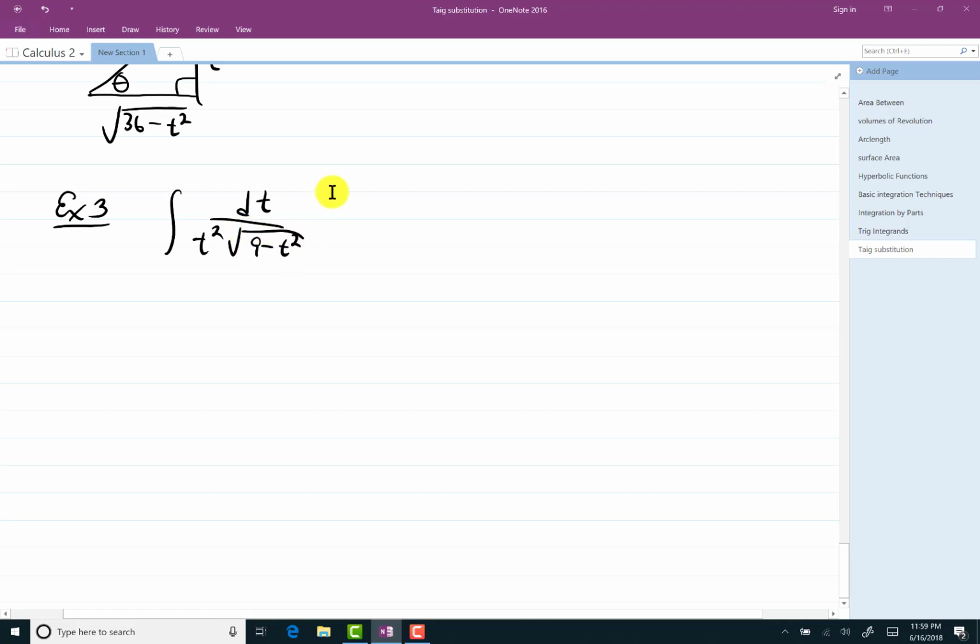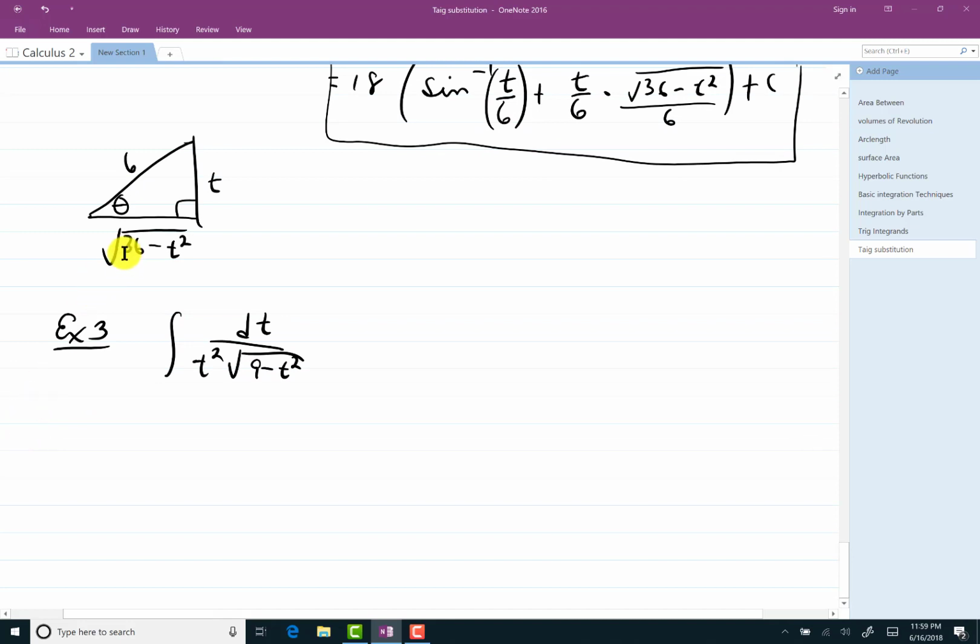All right, for this one, I'm not sure if there's anything in the book. I think there's one that has a t here, but maybe not a t squared. I don't really care either way. But I see 9 minus t squared. In my mind, that's no different than this scenario. So what I'm going to do is the same kind of a deal.